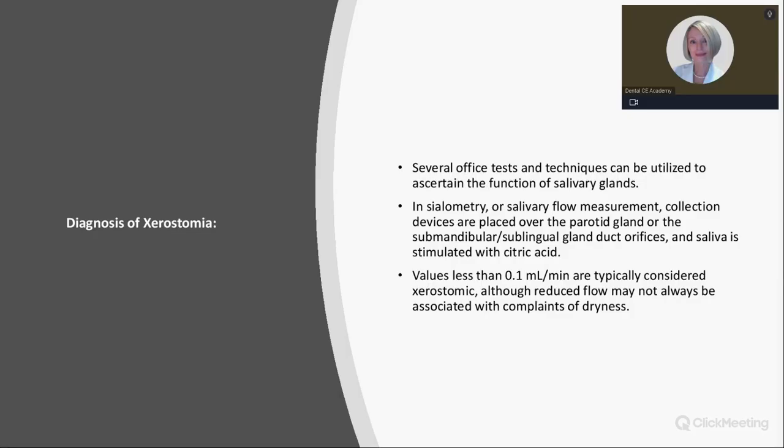There are several office-tested techniques that can be performed to assess the function of salivary glands. Sialometry is a salivary flow measurement, so collection devices are used, and saliva is stimulated with citric acid, and the rate is measured. Typically, values less than 0.1 mL per minute are considered xerostomic.